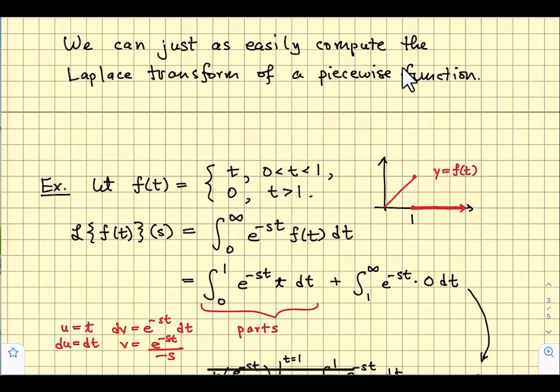So we want to calculate the Laplace transform of this. Again, we're just going to use our definition. Since this is a piecewise defined function, we're going to break the integral up into two pieces. One piece is on 0 to 1, and on that piece, our function is defined to be t. And another piece is from 1 to infinity, and on that piece of the domain, our function is defined to be 0. So we just split the integral up, and it wouldn't matter how many pieces we have here. We just additively split it up over the relevant intervals.